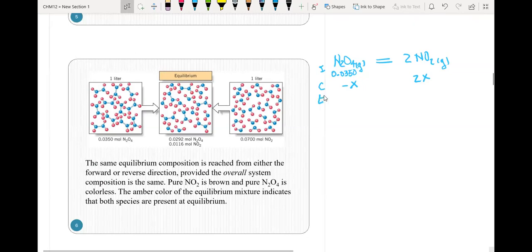And at the equilibrium, once the equilibrium is reached, the analysis was made in the mixture to find how much of this is and how much of this is at the equilibrium, and they found 0.0292 moles of N2O4 and 0.0116 moles of NO2 at the equilibrium. Starting the reaction from left to right, because you added only this, there was nothing of this initially.